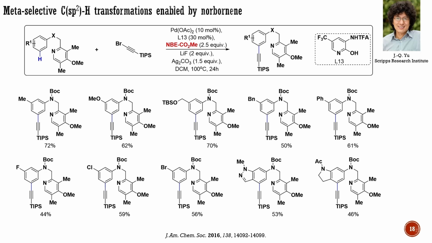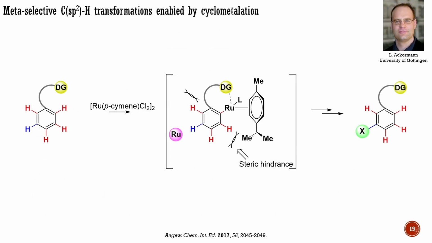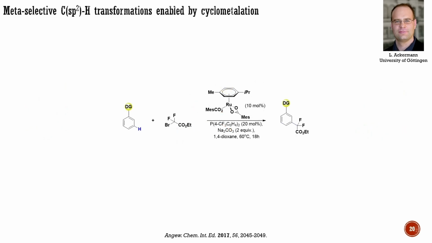For this new transformation, they changed the pyridine-based ligand and applied alkenyl bromides as coupling partners. For meta-C–H activation enabled by cyclometalation, let me share the work conducted by the group of Ackermann from the University of Göttingen. In their 2017 publication, they explored ruthenium-catalyzed difluoromethylation of various arenes.